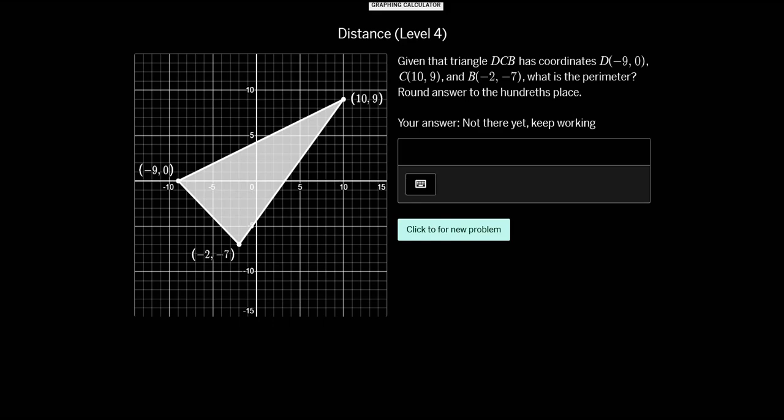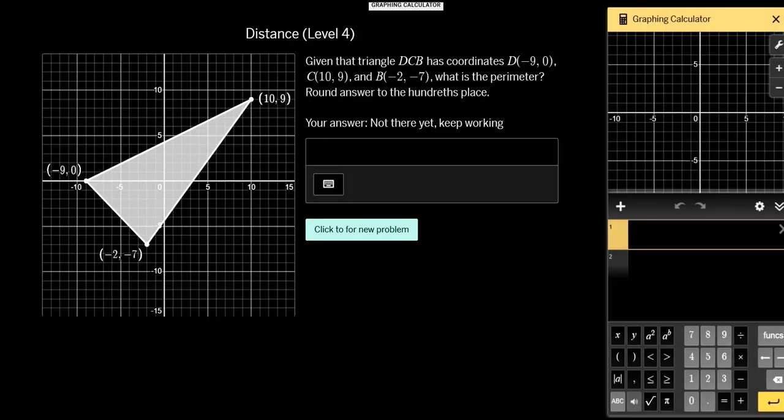Now, because we've already seen the distance formula being used in the last problem, we're going to shortcut it just a little bit and use the actual Desmos calculator. SQRT for square root, or use the actual button that's down below, and then I can type all this in. So 10 minus negative 9 squared, and then plus 9 minus 0 squared, and it's going to give me that coordinate as well.